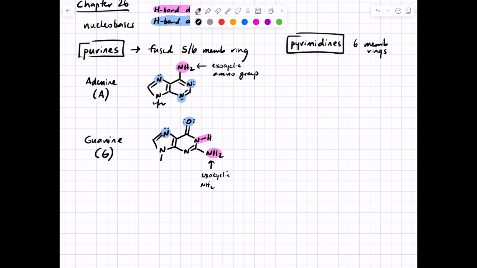So we'll start with uracil, one letter code U, and uracil is found in RNA.